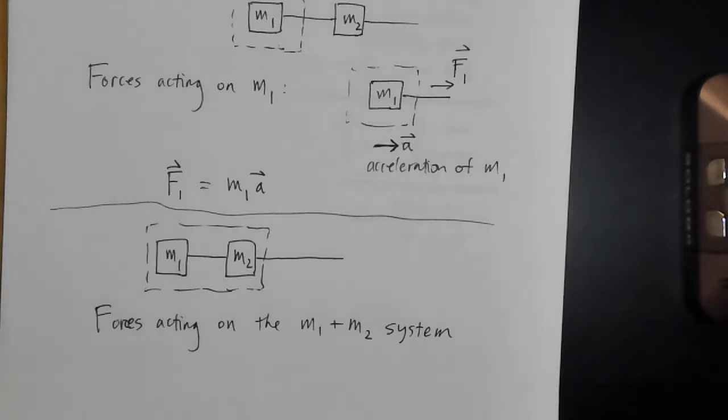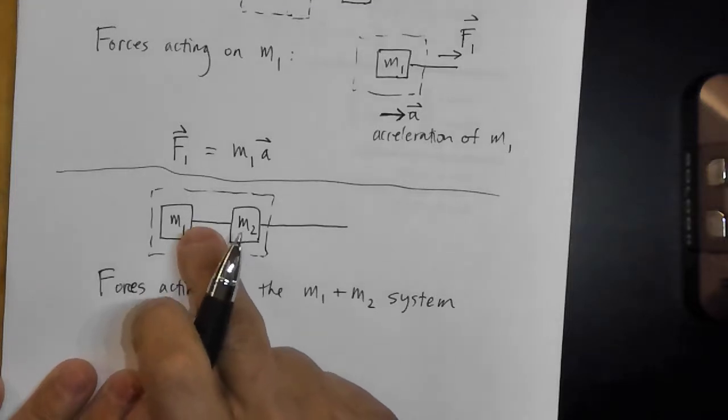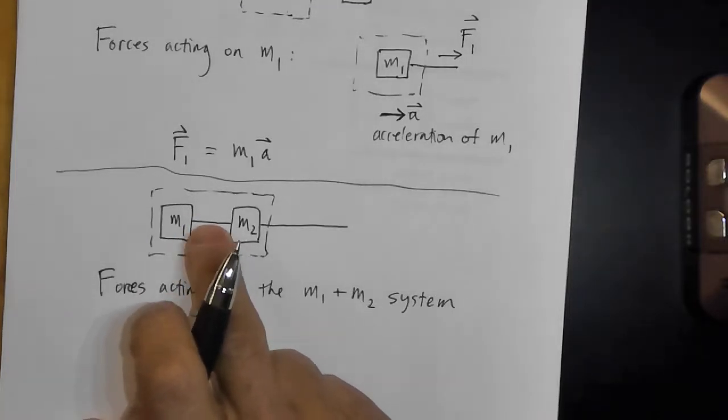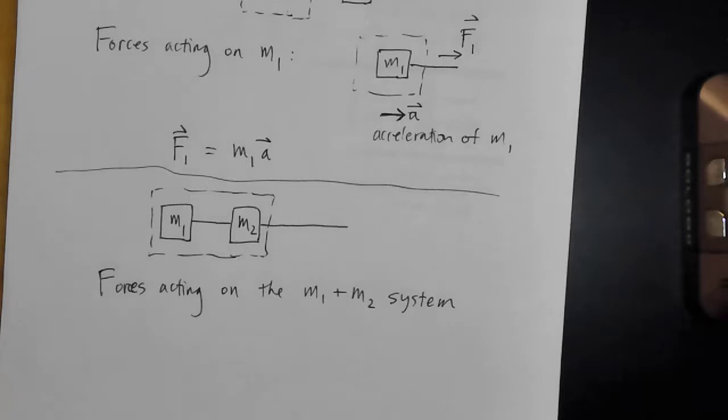And for this case, I would not consider this little string connecting M1 and M2, right? Because that is just the internal structure of M1 and M2 as a system. For example, my body has different parts to it, and you could say there are forces from my muscle connecting my upper arm to my lower arm, but that would not be a force acting on me. That's internal to me. Does that make sense?